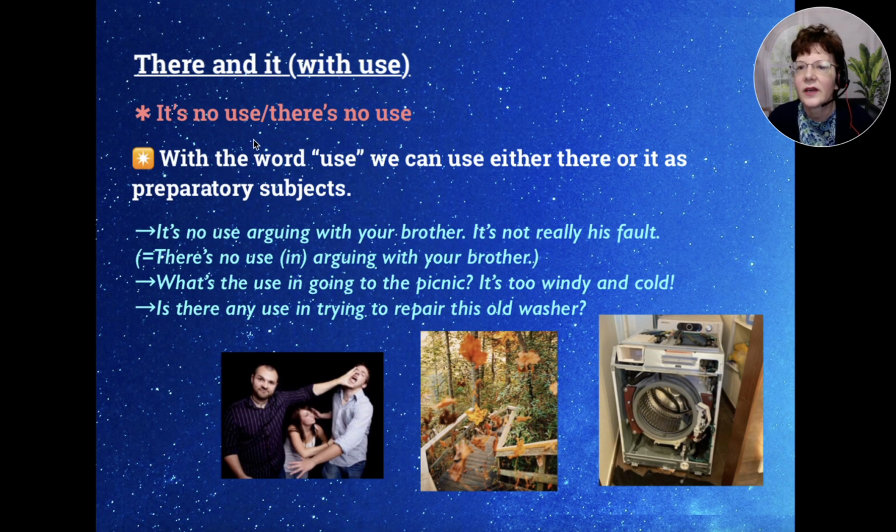All right, we've got there and it we're using with the verb, or it's actually a noun here, use. So it's no use or there's no use. So with the word use, we can use either there or it as preparatory subjects. All right, so a couple examples here. It's no use arguing with your brother. It's not really his fault. So this really means there's no use in arguing with your brother. And then what's the use in going to the picnic? It's too windy and cold.